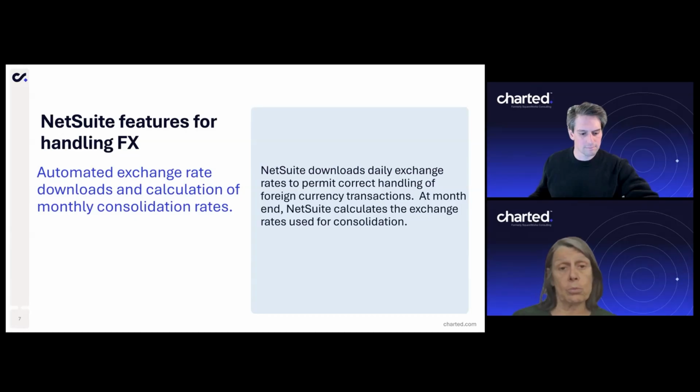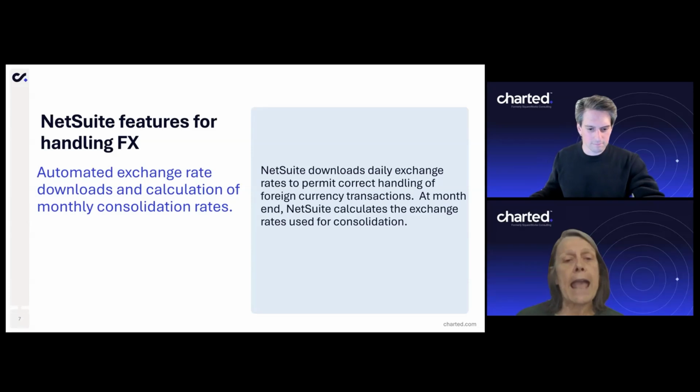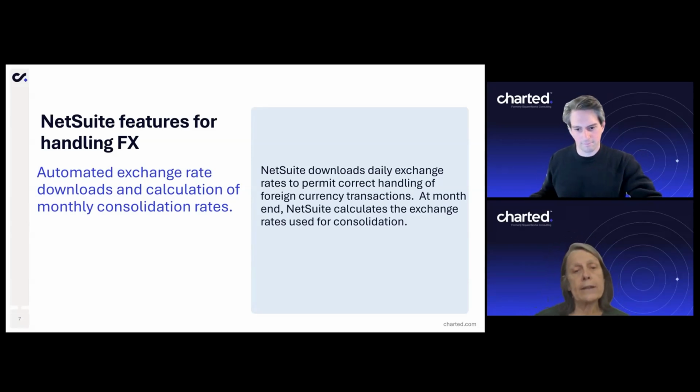There is the current rate, which is the rate on the last day of the reporting period. Like I said, I'm going to say month a lot. It's the last day of the month. You have the average rate. Now, what NetSuite does is it calculates a weighted average rate based on the transactions that you put in over the course of the month.